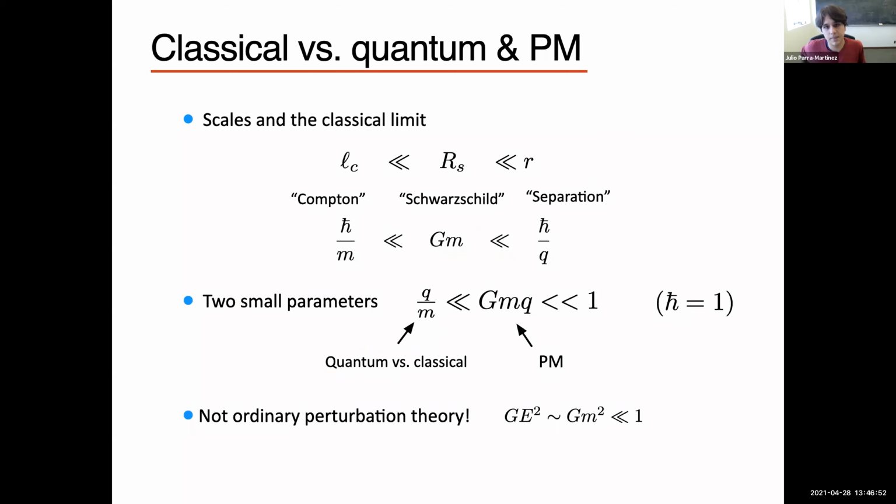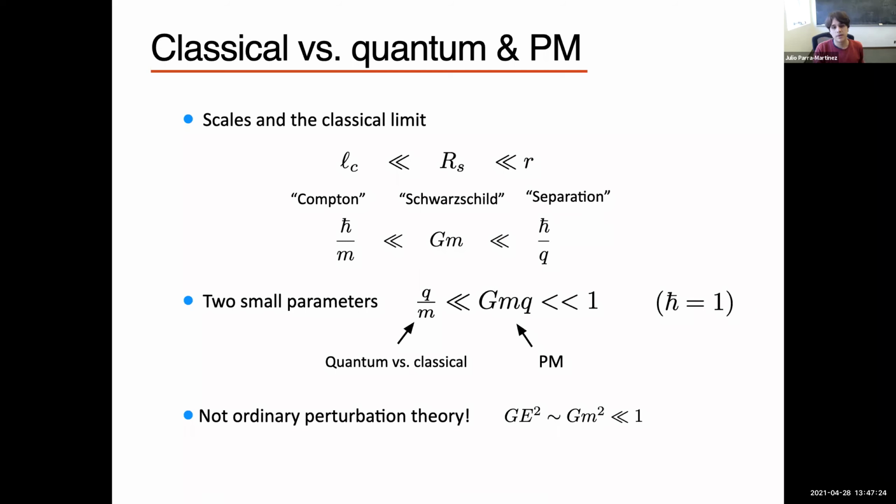So what is the classical limit in our context? There are 3 length scales involved in this problem. One is the Compton wavelength of the particles, which essentially goes like h bar over m. There's the effective Schwarzschild radius of the particles, which is the gravitational length scale. And then there's the separation between the two bodies, which essentially goes like h bar over the momentum transfer in the scattering process. It's essentially the Fourier transform.